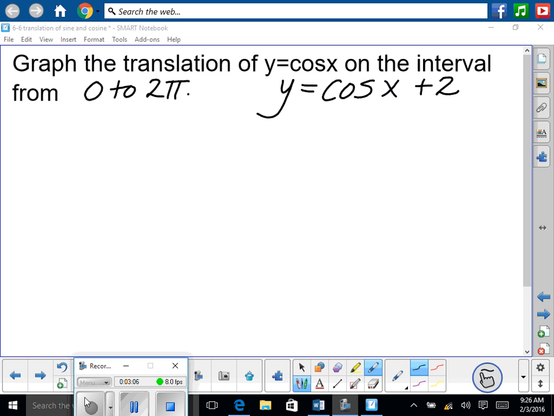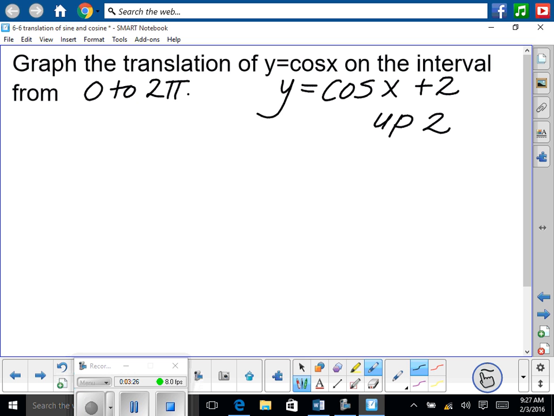Next part here. So it says, graph the translation of y is equal to cosine of x on the interval from 0 to 2 pi with this. Y is equal to cosine of x plus 2. First of all, is there parentheses trapping that in there with x? Is 2 being added with x? No. So we're literally taking our cosine function, shifting it up 2.